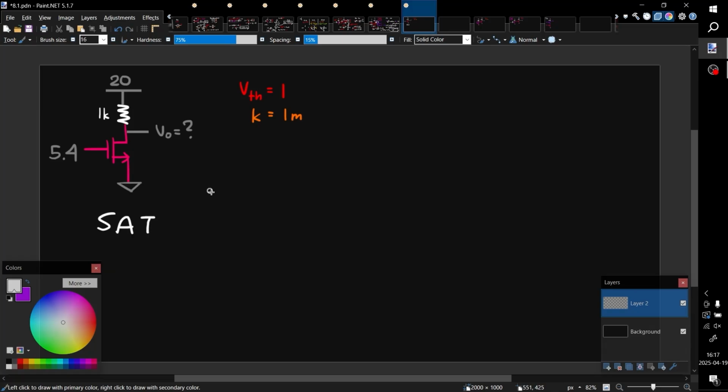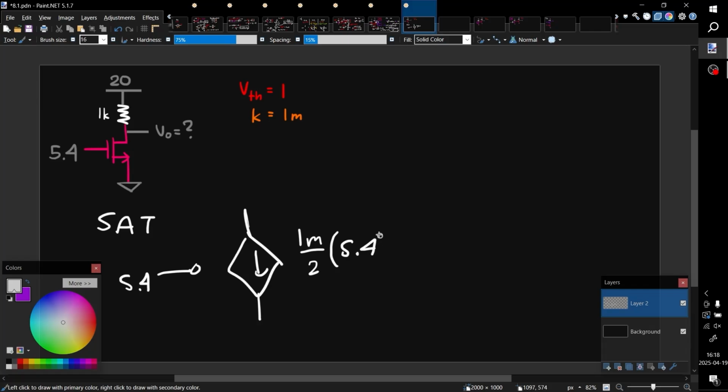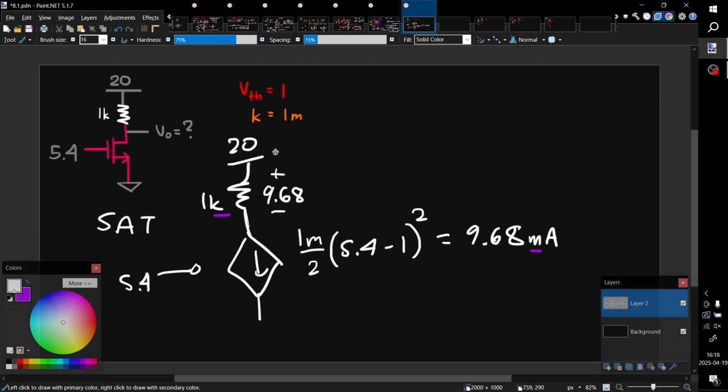I will assume saturation. Using saturation, we have the model 5.4, and our source here will look like this. K over 2, so that's going to be 1M over 2. VGS is 5.4. VTH is 1. And then square this. This is 9.68 microamperes. We have here a 1 kilo ohm resistor. So this 1K will cancel with this M. This will give us a voltage na 9.68 here. That's 20. 20 drop 9.68, 10.32.